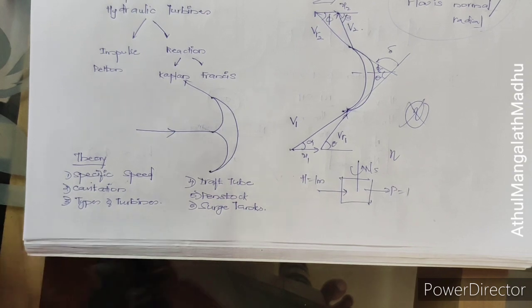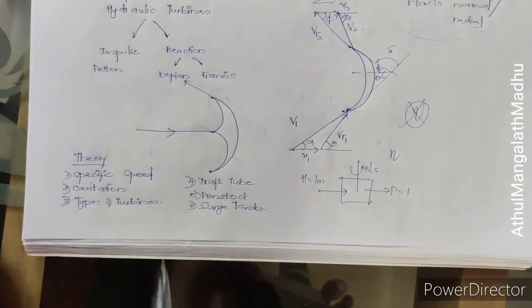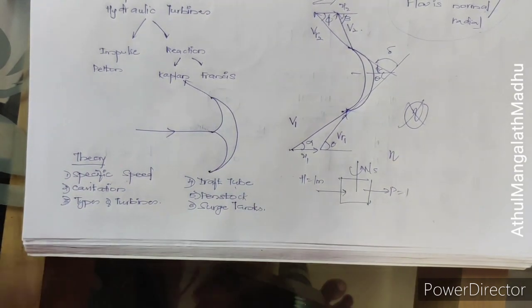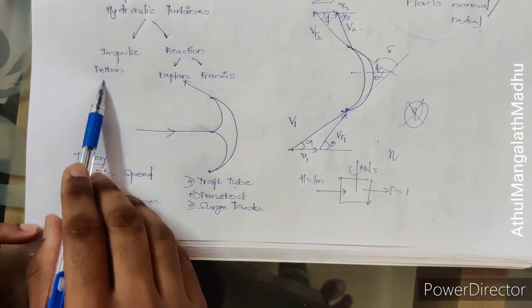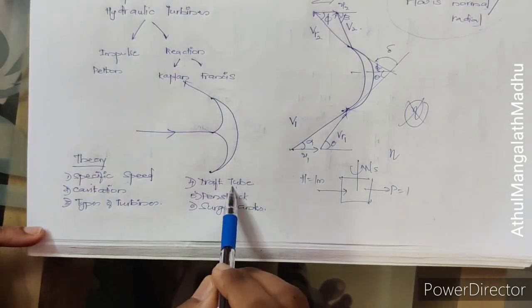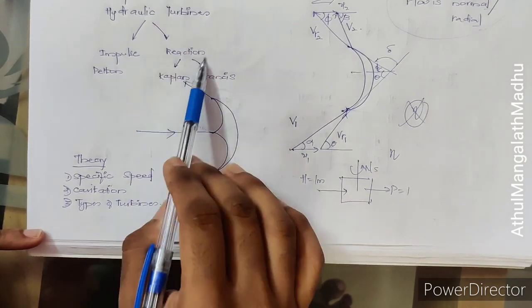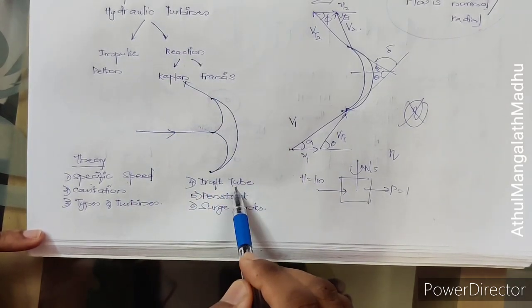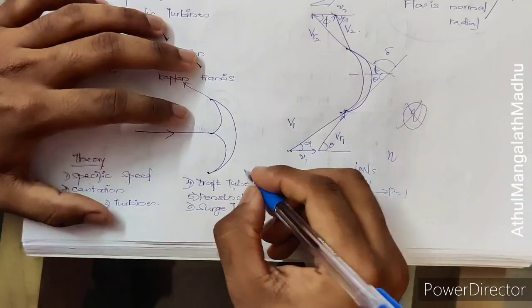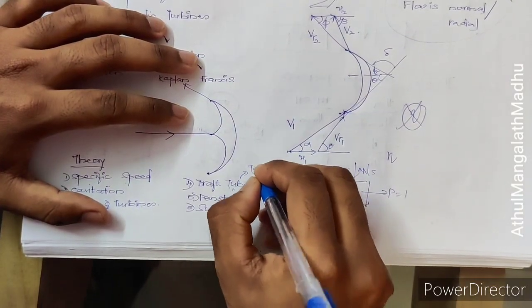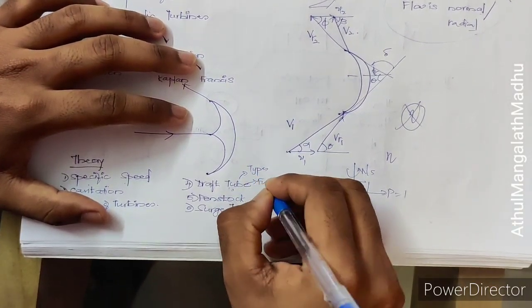And the types of turbine, there are different classifications of turbine, you can refer to that. And the draft tube: why is the draft tube used, whether it is used for Pelton wheel or reaction turbine. Always remember, the draft tube will be used with reaction turbines only. What you have to learn are the types and functions of the draft tube.